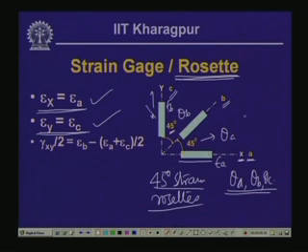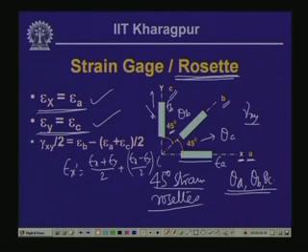Now, what we need to do is evaluation of gamma xy. Again, if we go back to the transformation equation, which is epsilon x dashed is equal to epsilon x plus epsilon y by 2 plus epsilon x minus epsilon y by 2 cos 2 theta plus gamma xy by 2 sin 2 theta. Now, theta here is 45 degree. So, sin 90 is 1, cos 90 is 0.